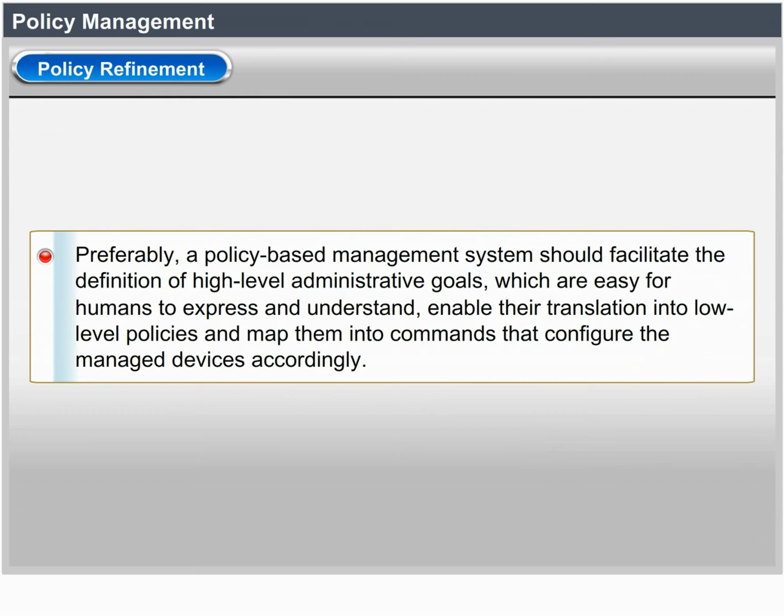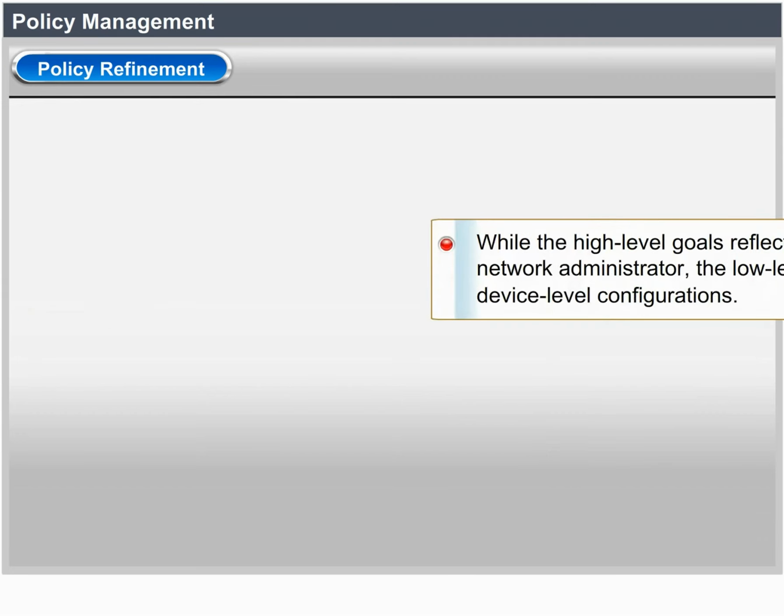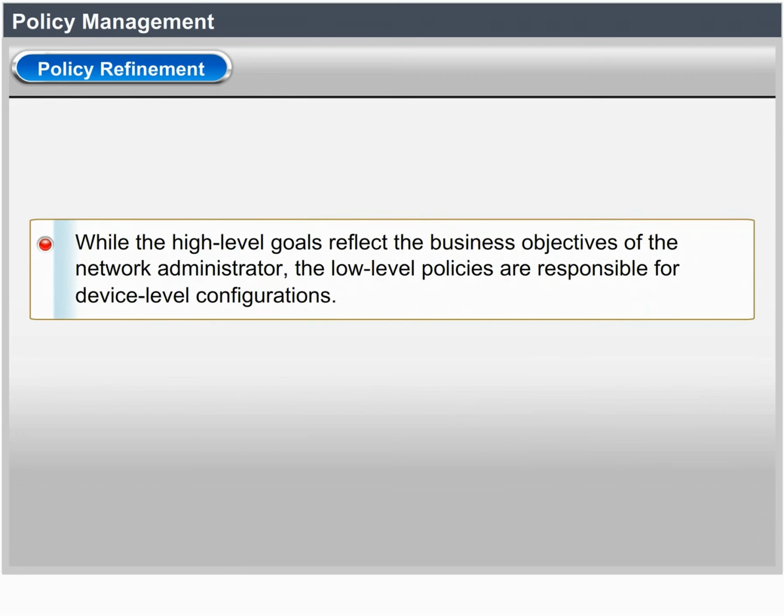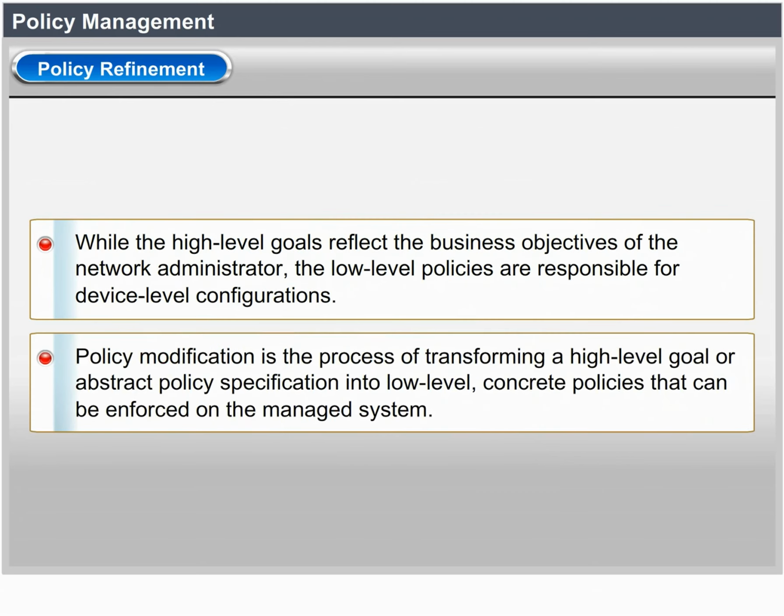While the high-level goals reflect the business objectives of the network administrator, the low-level policies are responsible for device-level configurations. Policy refinement is the process of transforming a high-level goal or abstract policy specification into low-level, concrete policies that can be enforced on the managed system.